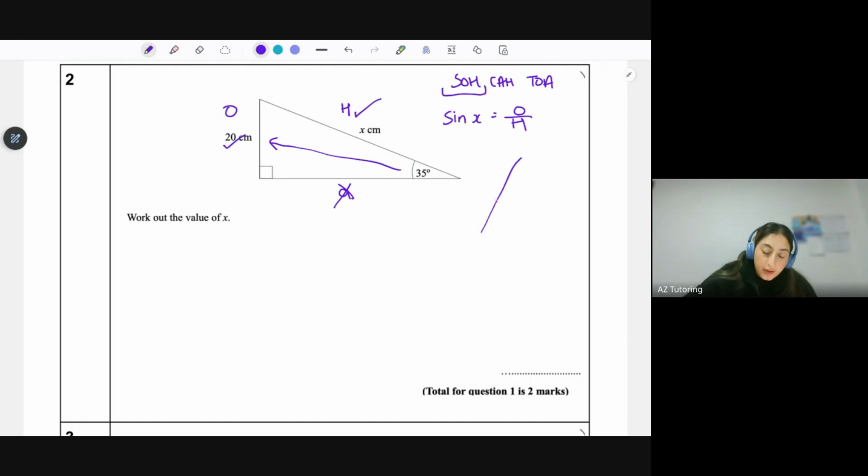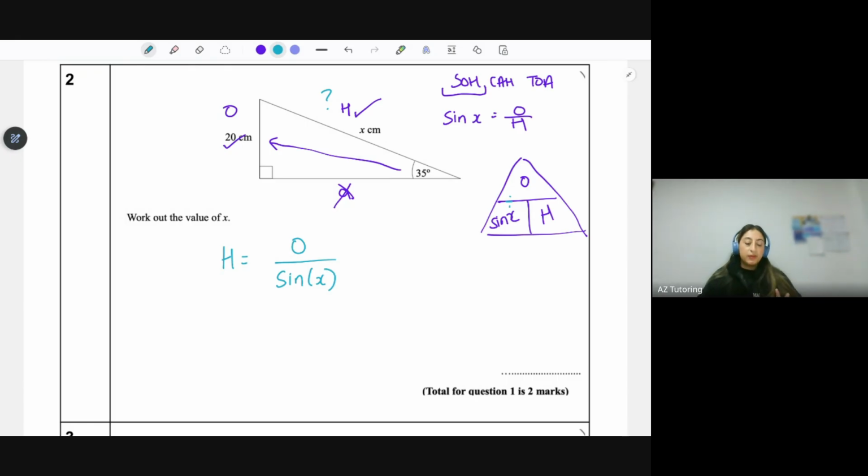I'm just going to draw the triangle on the side in case I need to rearrange. Sine is opposite over hypotenuse. So we need to find the hypotenuse, which we don't know. Therefore, hypotenuse is the opposite divided by sine of x. Did everyone understand why I rearranged it? Because I'm trying to find the hypotenuse. Whatever you're finding is the subject.